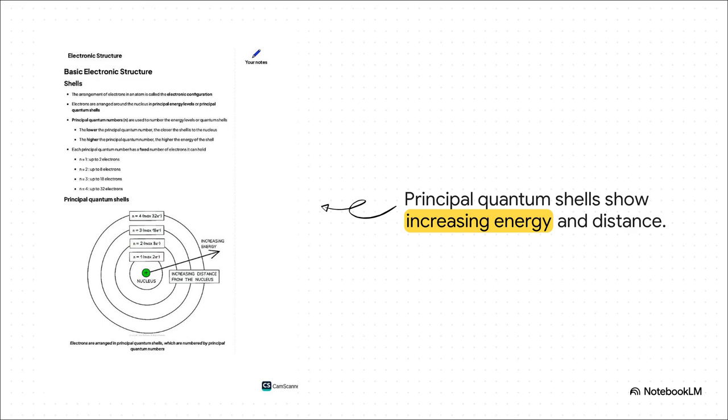You can see the nucleus sitting right there at the center, marked with a plus sign. Surrounding it are these concentric circles labeled n equals 1, n equals 2, and so on. That n right there, that is the principal quantum number. The lower the n number, the closer that shell is to the nucleus. And just like having to climb up higher in a massive building takes a lot more effort, the higher the n number, the further from the nucleus it is, and the higher the energy of that specific shell.